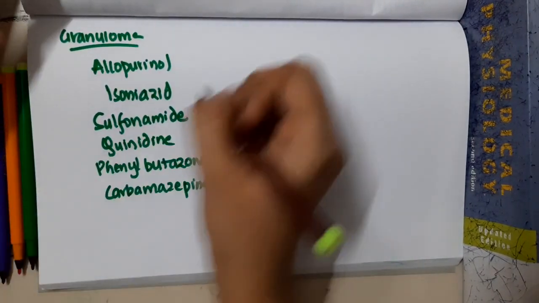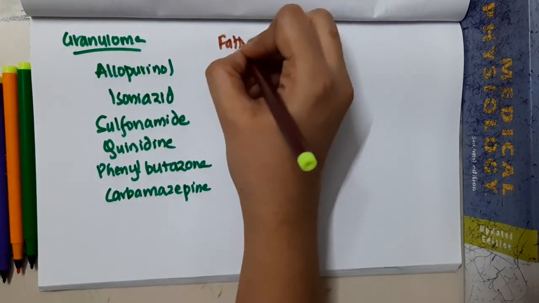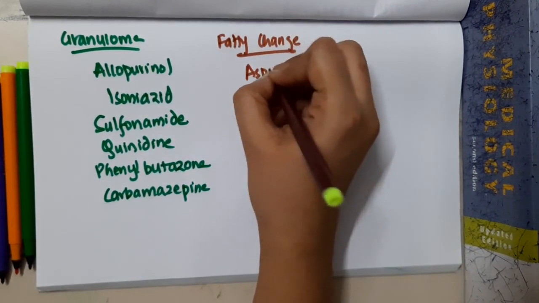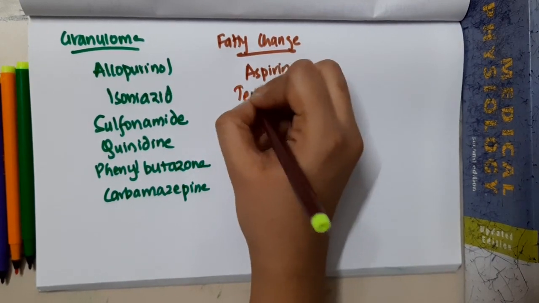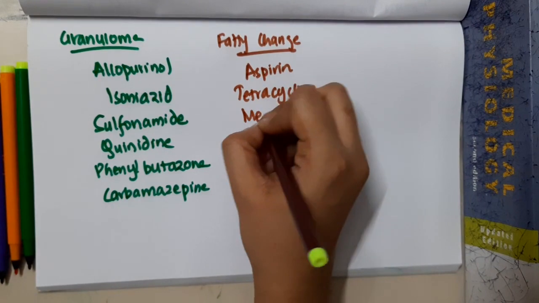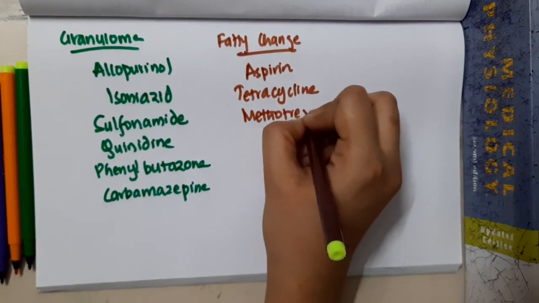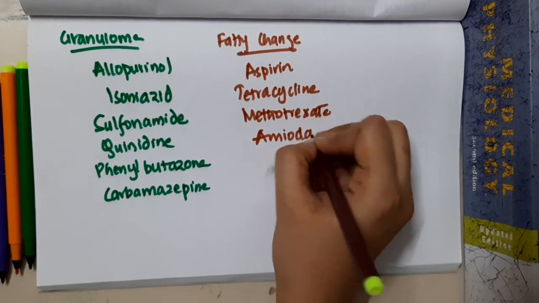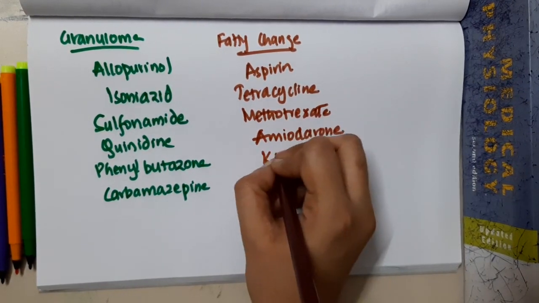And what are the drugs which cause fatty change? Fatty change is seen in aspirin, tetracycline, methotrexate, amiodarone, then ketoprofen.